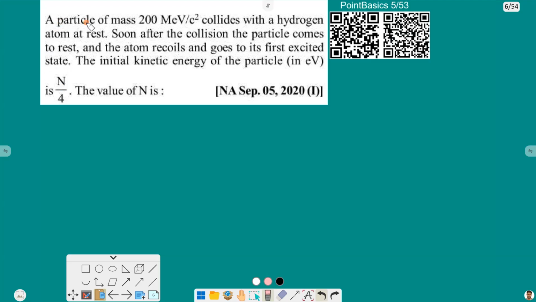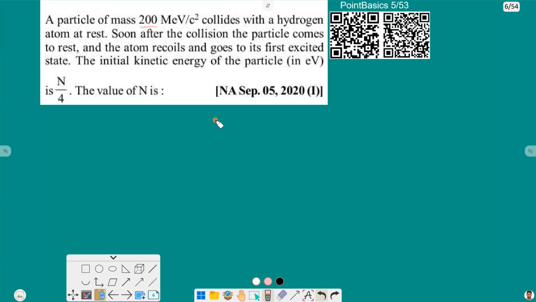Now a particle of mass 200 MeV/c² collides with a hydrogen atom at rest. Soon after the collision, the particle comes to rest and the atom recoils and goes to the first excited state. The initial kinetic energy of the particle is n/4. Find the value of n.